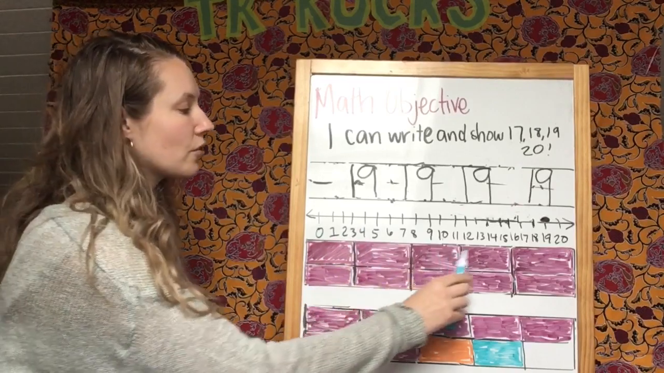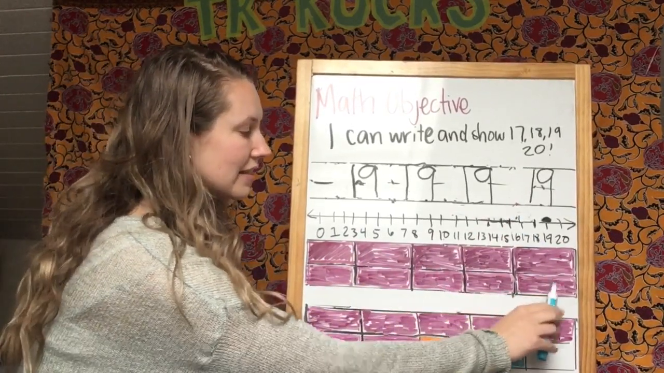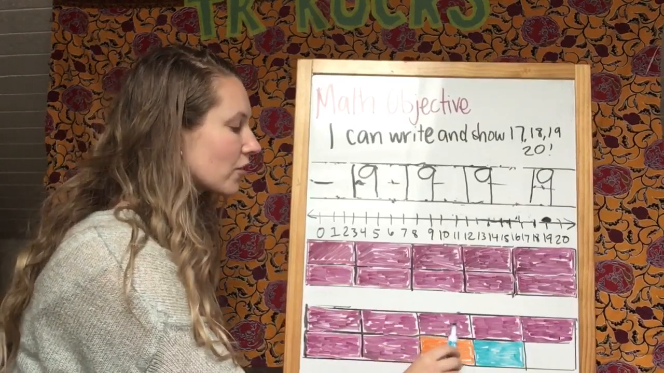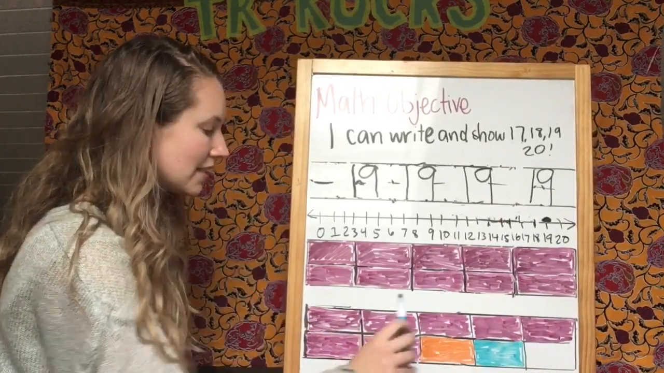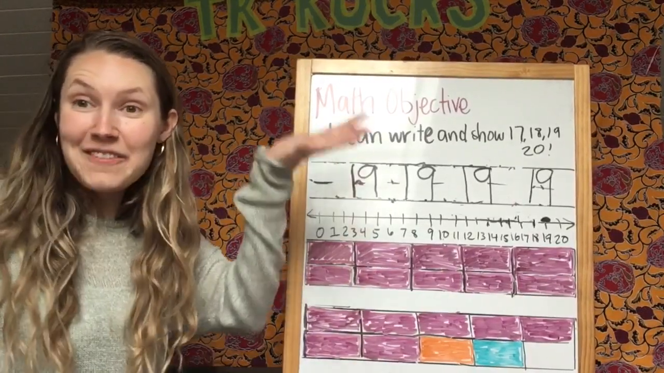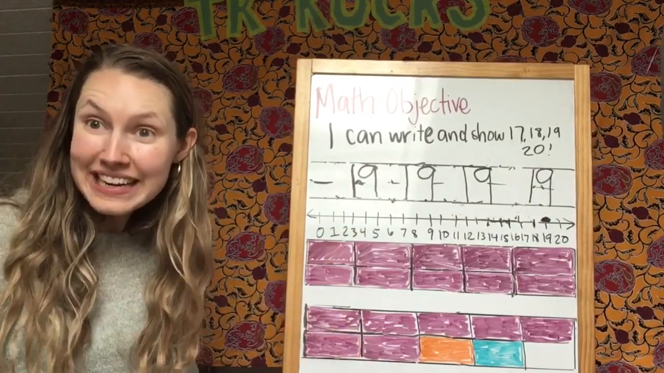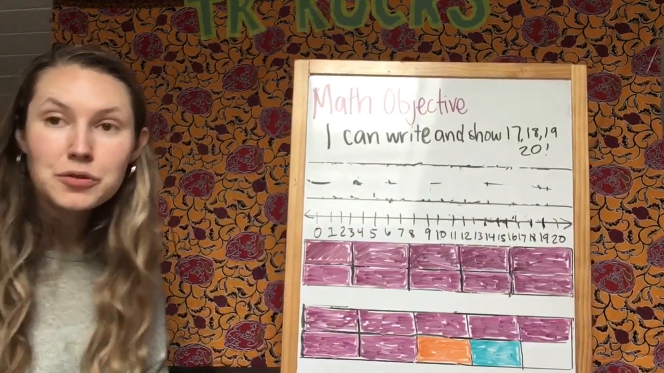1, 2, 3, 4, 5, 6, 7, 8, 9, 10, 11, 12, 13, 14, 15, 16, 17, 18, 19. We have made it all the way to 19, and now it's time to talk about 20. Okay, let's think about 20.